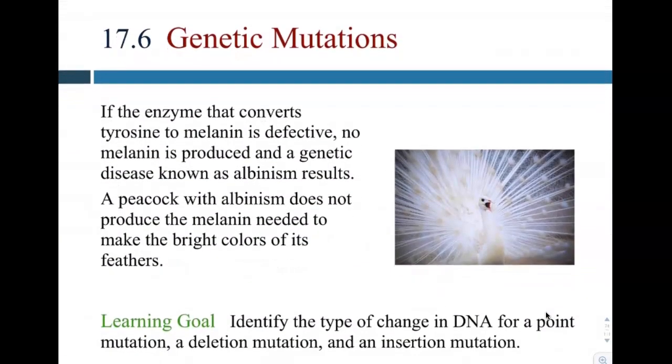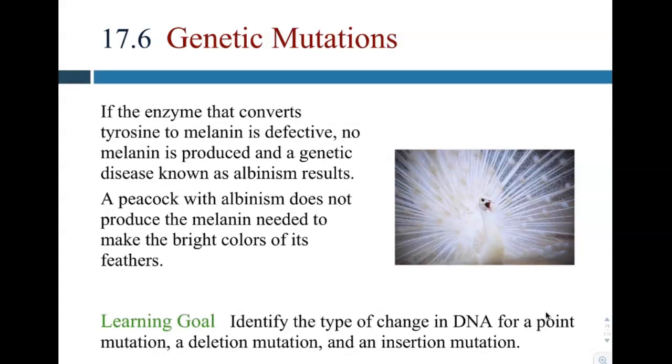So mutations. How do we get mutations? We get mutations from things going wrong in this process. So there's a mutation that doesn't produce melanin, that makes albino animals, and then people as well, not producing melanin.